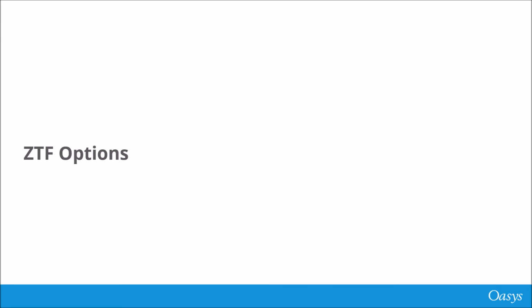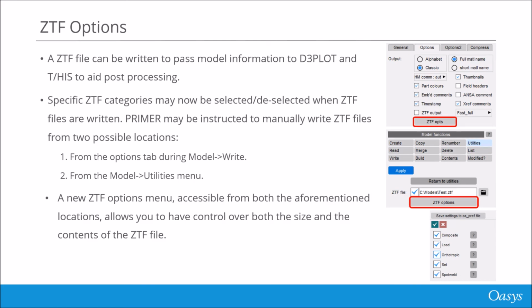I'll just briefly mention the ZTF options. A ZTF file is a file that is written by Primer and can pass model information to D3plot and THIS to aid post-processing.